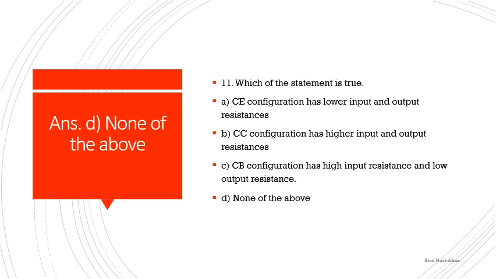So the correct option is none of the above, because CE is the common emitter configuration, CC is the common collector configuration, and CB is the common base configuration. And all the three of these configurations are different from each other. When we had discussed the comparison between these three, then we had discussed about their input and output resistances. That is very different from each other.